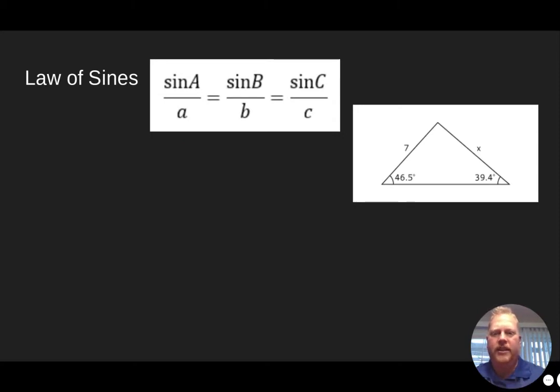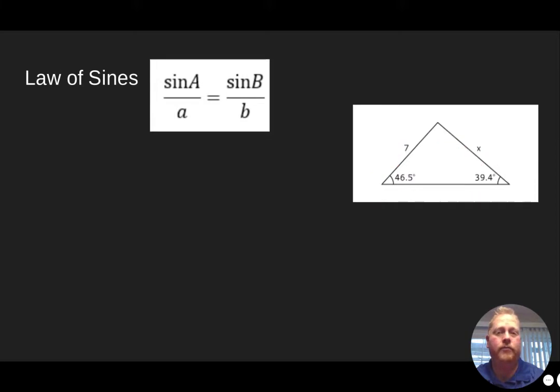So here we see the law of sines, and here we have an example. I've got two angles, and I'm looking for one of the sides. So I have that angle, which is 39.4, and the side opposite of that. So I've got an angle and its opposite side, and I have one other piece of information, that 46.5 angle. So I'm going to use that to figure out what x is.